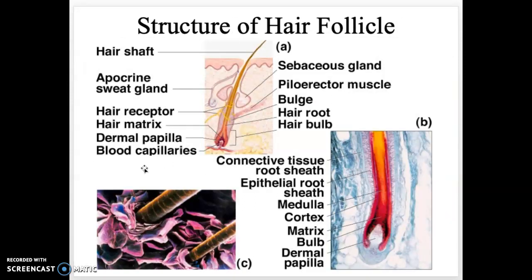Here's another picture looking at it. We can see the shaft, the root, and then the bulb down here, follicles surrounding it. We can see this erector pili or piloerector muscle, same thing, that gives you goosebumps. You can see the sebaceous glands here. The apocrine sweat glands are also attached to the hair follicle. And then we have this little yellow looking structure here. These are nerves that wrap around the hair to give sensation.